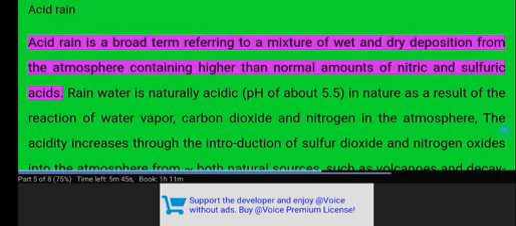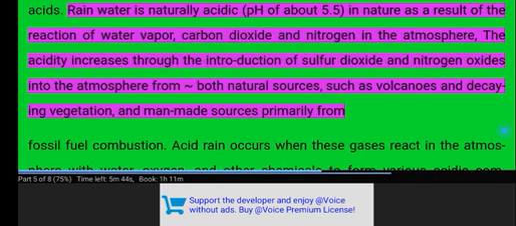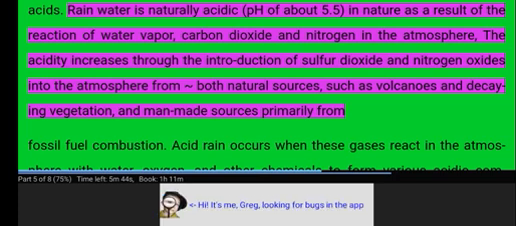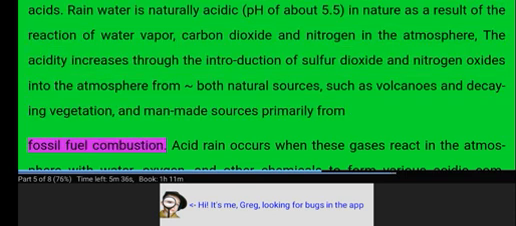Acid rain. Acid rain is a broad term referring to a mixture of wet and dry deposition from the atmosphere containing higher than normal amounts of nitric and sulfuric acids. Rainwater is naturally acidic, with a pH of about 5.5, as a result of the reaction of water vapor, carbon dioxide and nitrogen in the atmosphere. The acidity increases through the introduction of sulfur dioxide and nitrogen oxides into the atmosphere from both natural sources, such as volcanoes and decaying vegetation, and man-made sources, primarily from fossil fuel combustion.